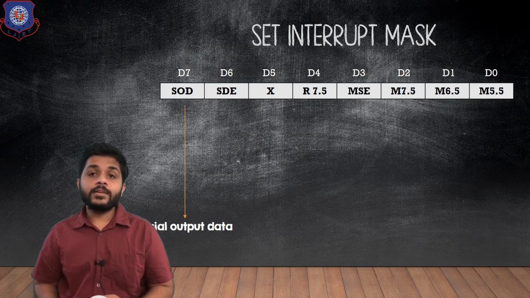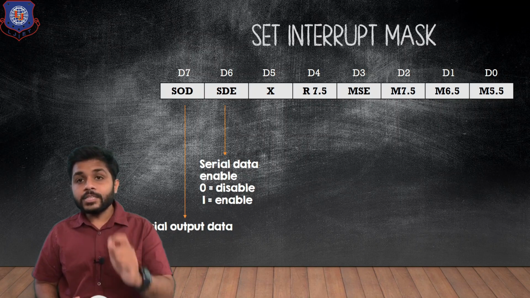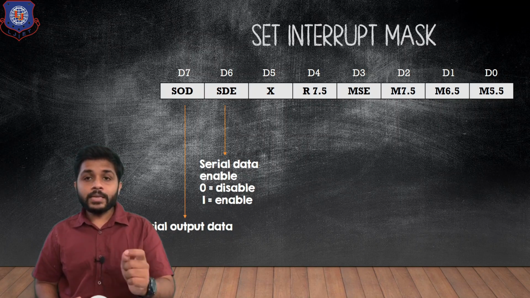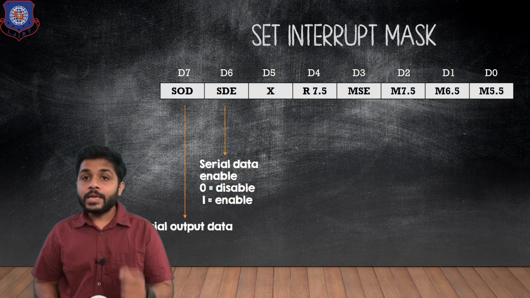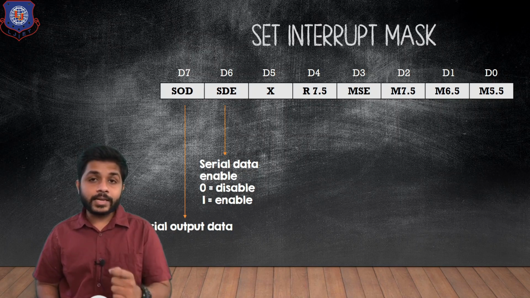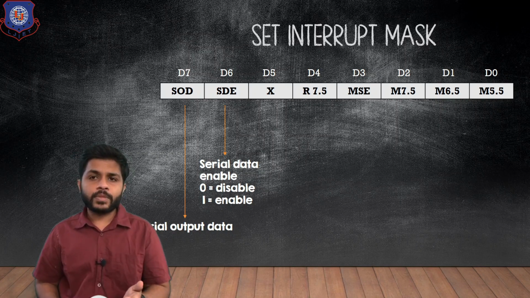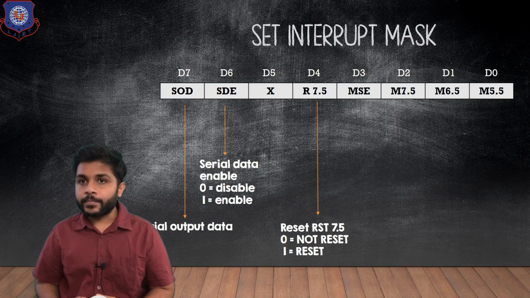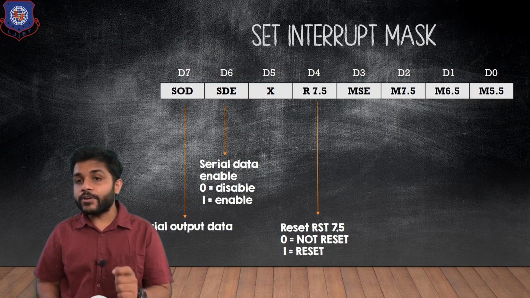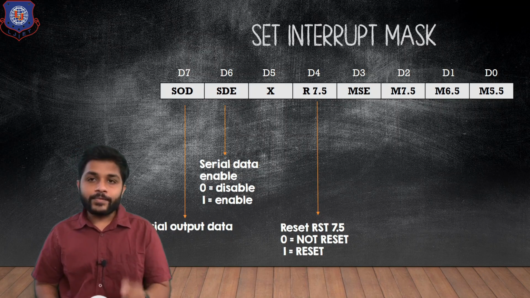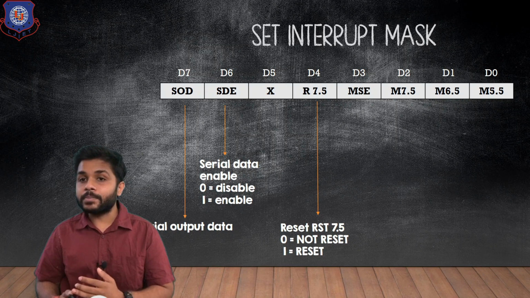The next bit is D6, which means serial data enable. To serially send data, this bit should be 1. When SDE is 1, we can send serial data out. If the value of SDE is 0, we are not able to send serial output data. The next bit is D4, which is for reset RST 7.5. When D4 is 0, the RST 7.5 interrupt is not reset, and when D4 is 1, the RST 7.5 interrupt is reset.